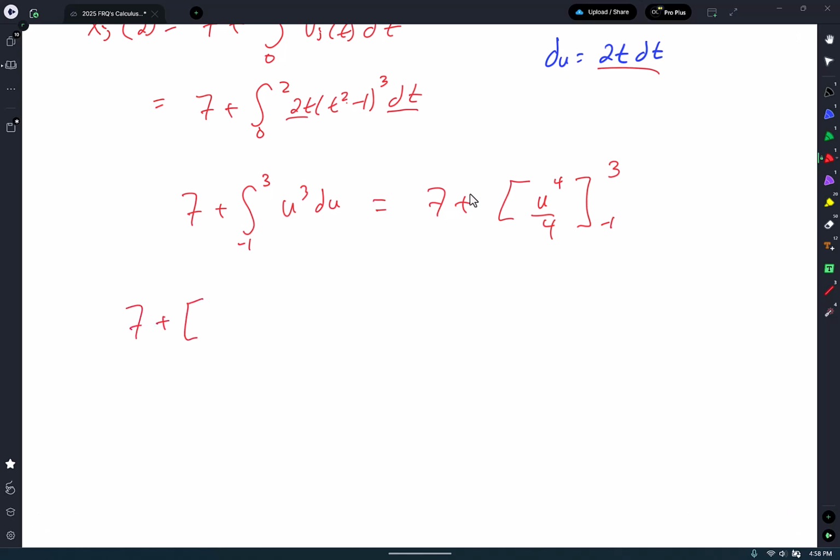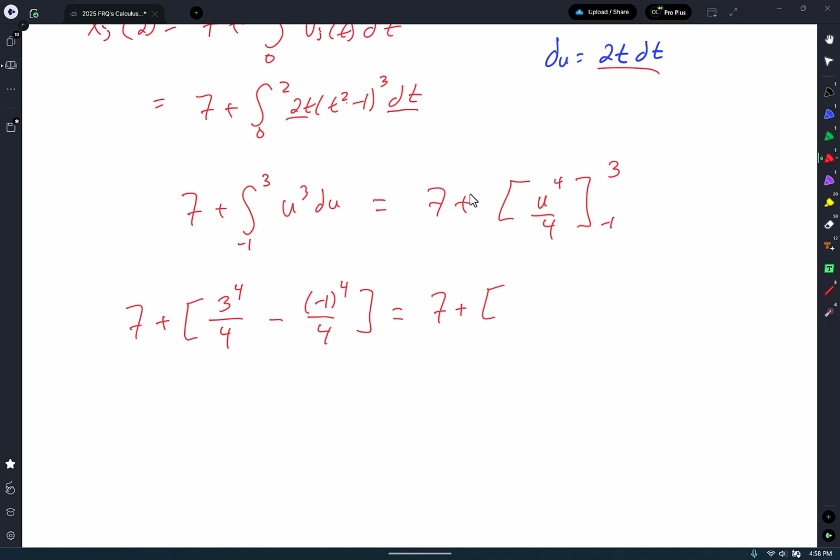I'm going to go 3 to the 4th power over 4 minus negative 1 to the 4th power over 4. I don't see any mistakes, but if you guys do, let me know. You can actually leave it like that if you wanted to, but we're brave. We can do this. 7 plus bracket.